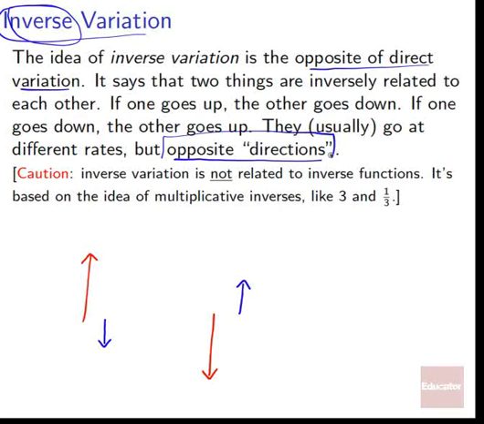And also, I want to warn you here. Inverse variation is not related to inverse functions. It's not connected to inverse functions. It's based on the idea of multiplicative inverses, those reciprocals like 3 and 1/3. 3 and 1/3 are multiplicative inverses because they cancel each other out. So that's what we're talking about. We're not talking about functions canceling each other out, that kind of inverse function. We're talking about the multiplicative inverse. That's where inverse variation is getting its term from.